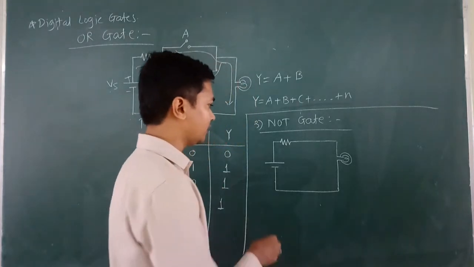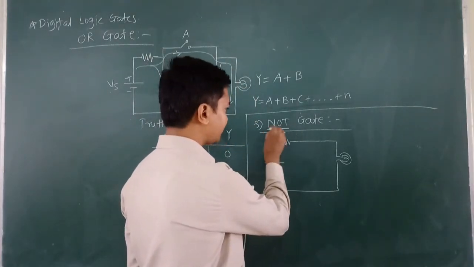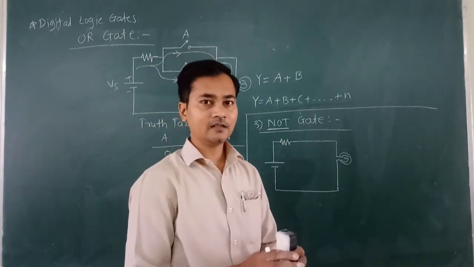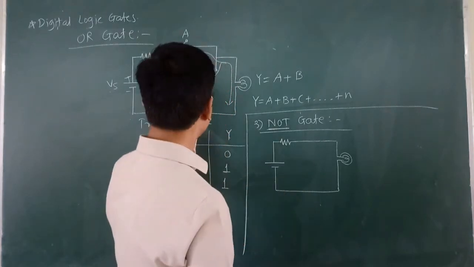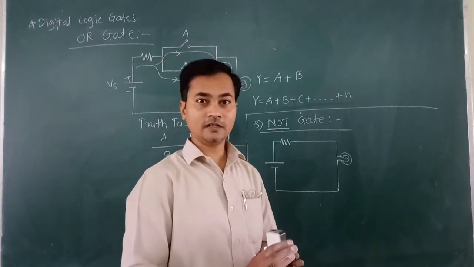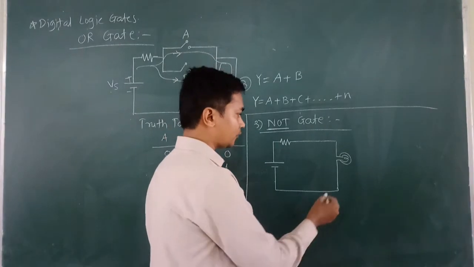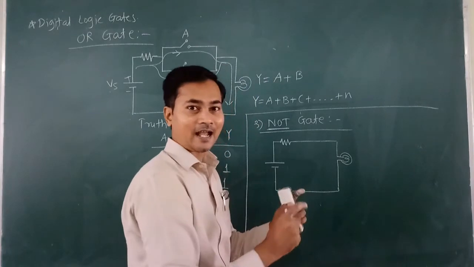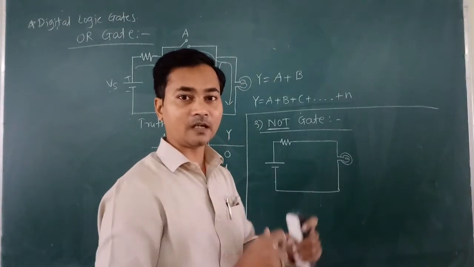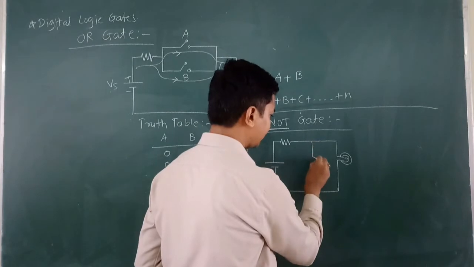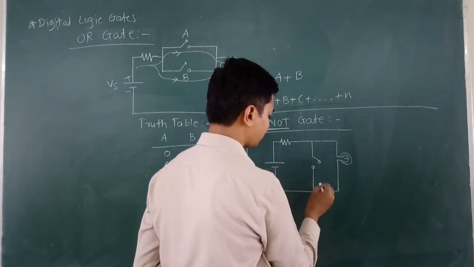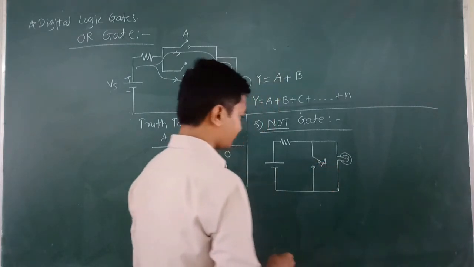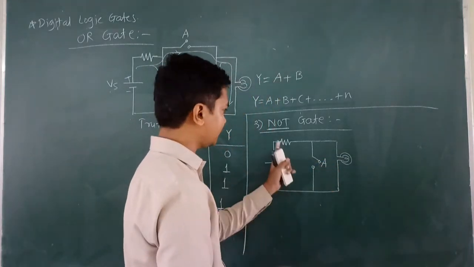Okay, remember this. Whenever the NOT gate is implemented in the circuit, the switch will come in parallel with the output. So here the output device is what? Bulb, right? So the switch should be connected across the bulb, in parallel with the bulb. Here I will connect the switch. Okay, the switch A is connected here. Now can you tell me the truth table of NOT gate?